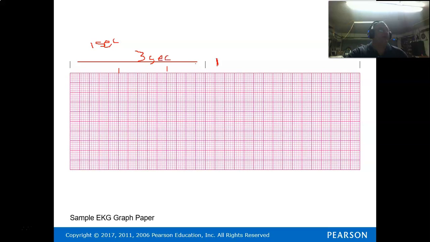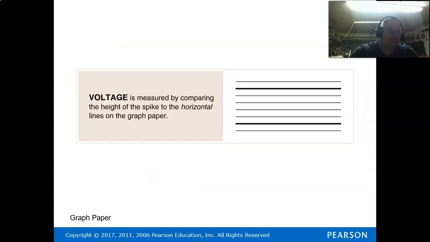Now, this is sample graph paper. Most modern graph paper has these little ticks on it already. The little box in the example is 1 little box, and then 1 big box. One little box is 0.04 seconds, and 1 big box is 0.2 seconds. These are very important because we're talking about timing, and timing makes up the rules for defining what a rhythm is or is not. It has a lot to do with that.